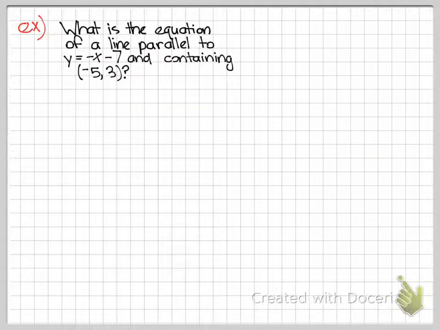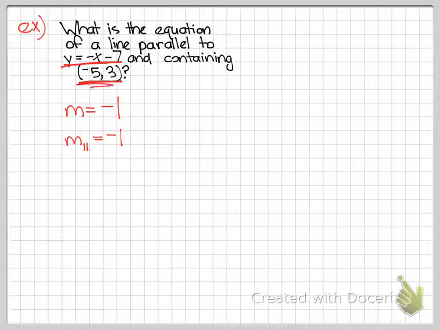All right, let's look at this example now. What is the equation of a line parallel to y equals -x minus 7 and containing the point -5, 3? Well, first of all, let's look at the slope. The slope of our given line is -1. So the slope of a line that's parallel to that line will also be -1. So here we have the point -5, 3.